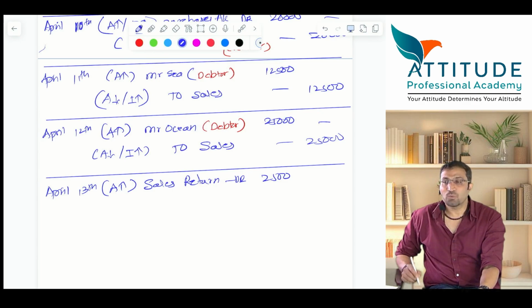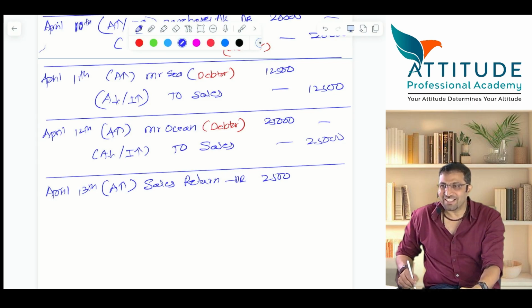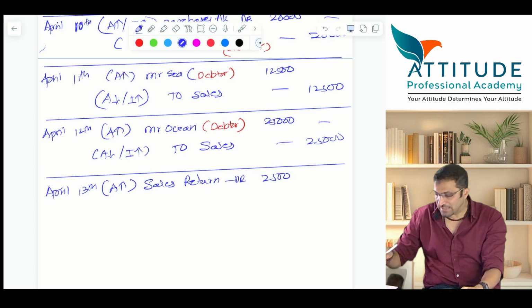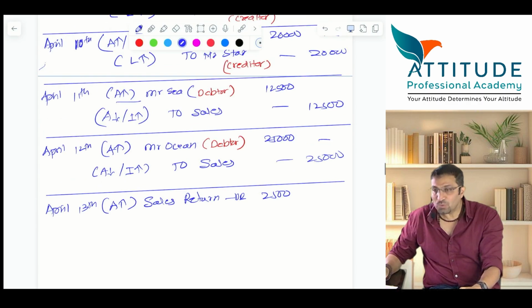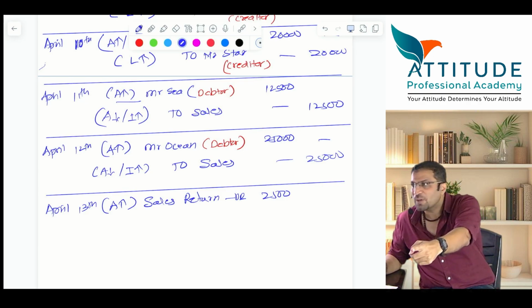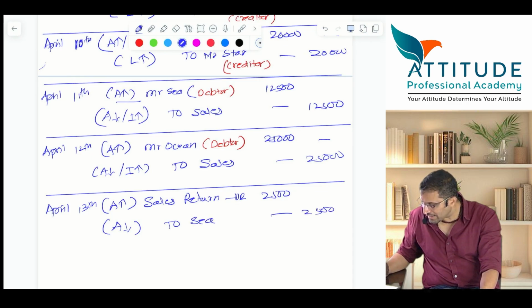Correct? What did you give? You gave that promise back to the extent of 2,500. Yes or no? It means that the debtor's balance is reducing. Mr. C is an asset. What will happen to it now? The balance will reduce. Benefit receivable will reduce, right? Because you have already got the goods from him. So asset reduces. I hope all of you understood. To Mr. C, debtor's account is credited. Is that clear?